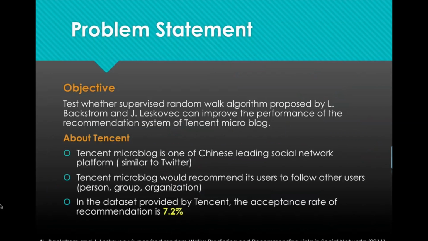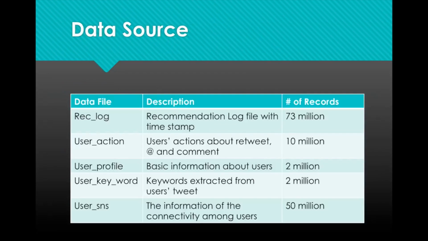Hi everyone. So the objective of our project is to test whether a supervised random walk algorithm proposed by Backstrom and Leskovec can improve the performance of the recommendation system of Tencent Microblog. Our dataset includes information about the connectivity among users, including node features and edge features, and also a recommendation log file which indicates whether a recommendation is accepted or rejected by the user.